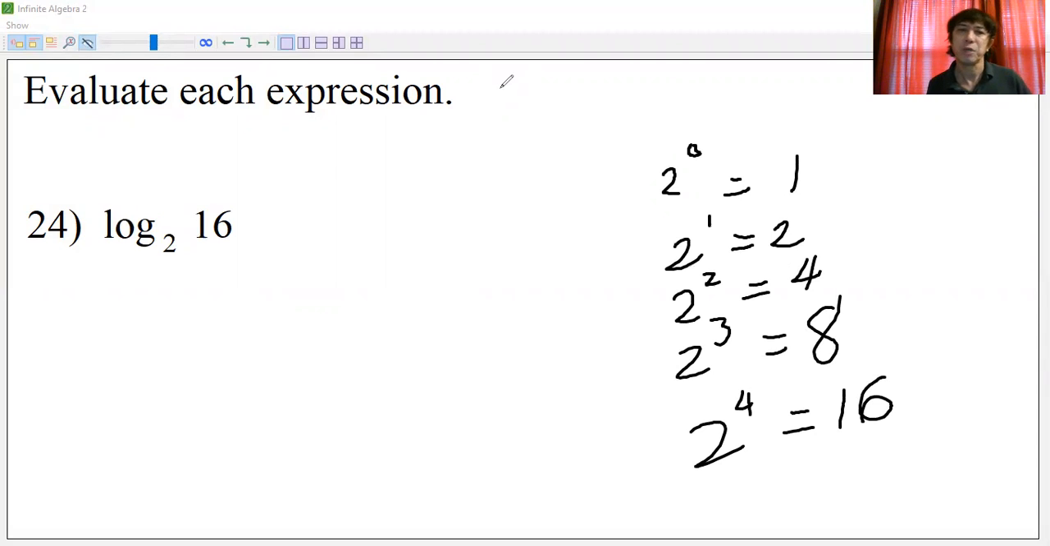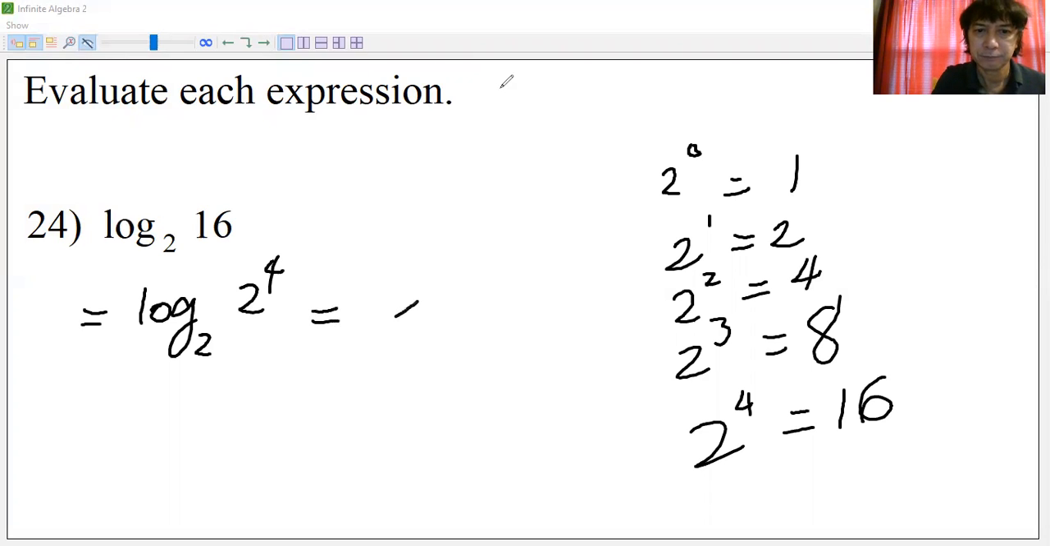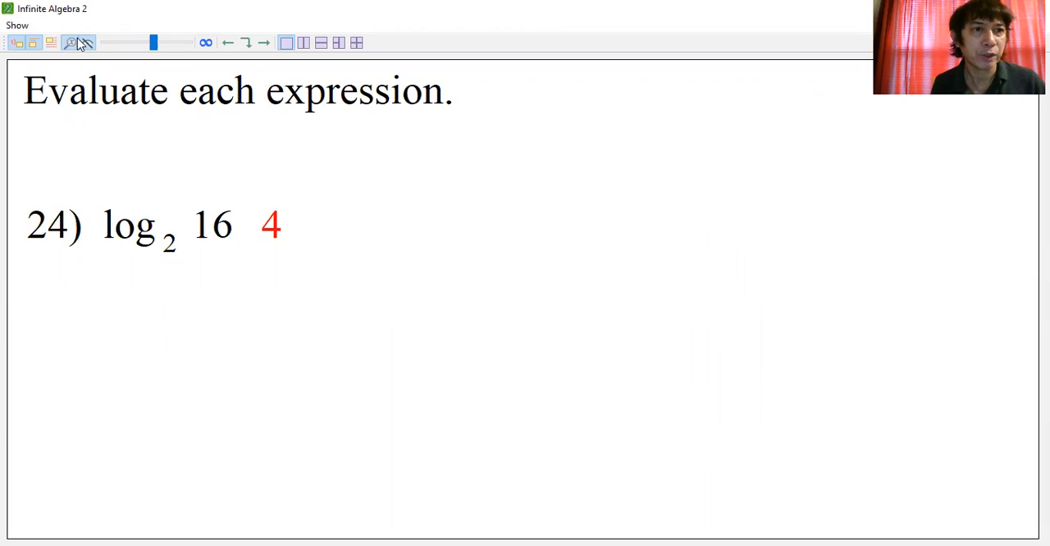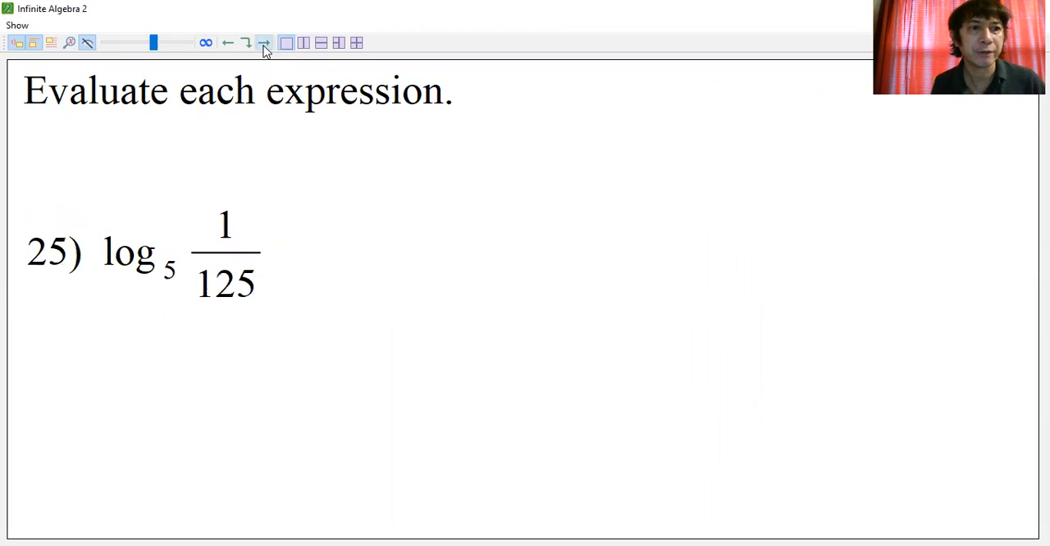Okay, so we can simply write this logarithm of 16 as 2 to the 4th there. And you can see now the first property that we have discussed. That means the answer here is the 4. There. All right. So we shall verify the answer. Is it 4? Yes, it is. And so we shall continue with the next number, going to number 25. Here's number 25.